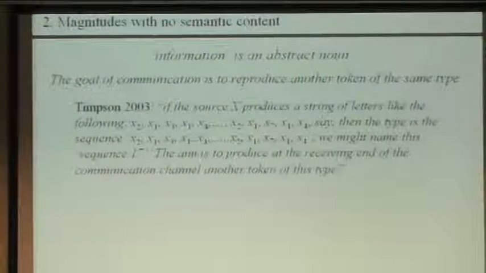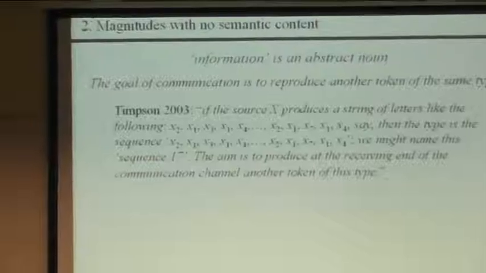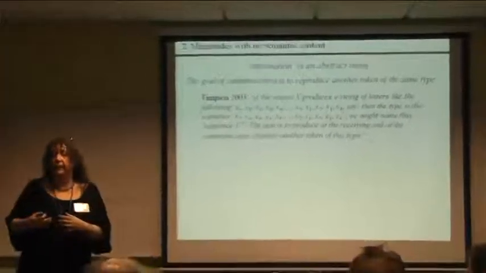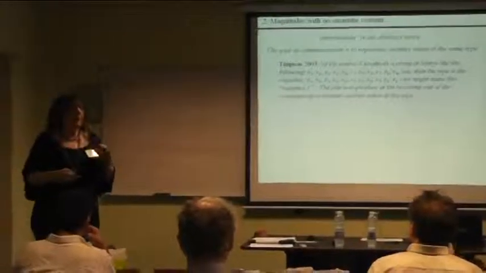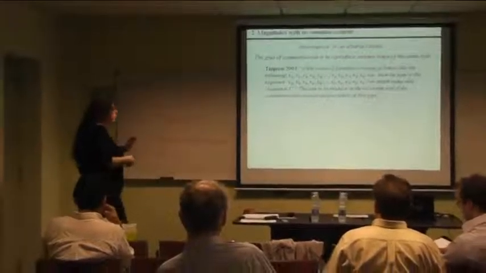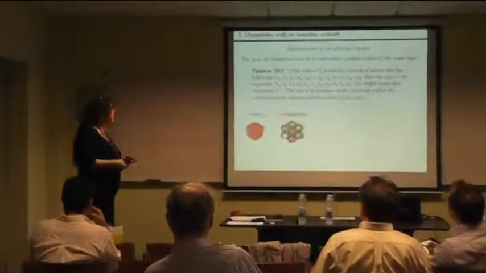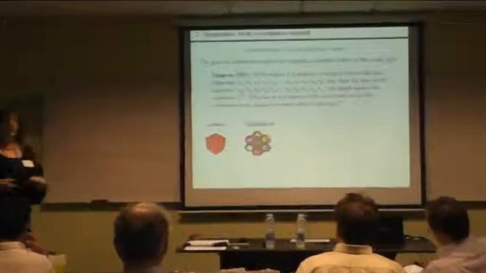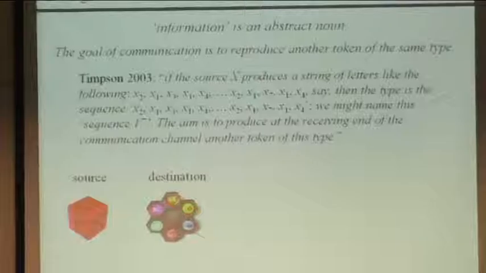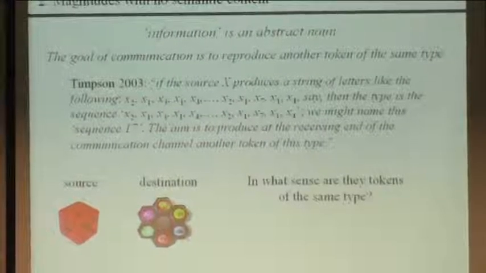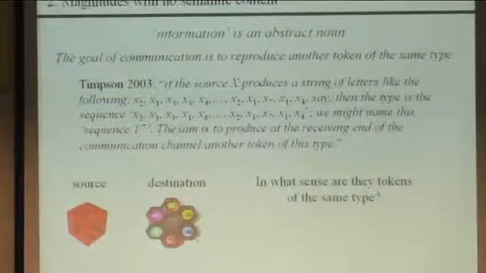This looks very clear, but I think that it was not so clear for me from the beginning. Let us suppose that my source is a dice and my destination is a set of lights. In what sense are they tokens of the same type?